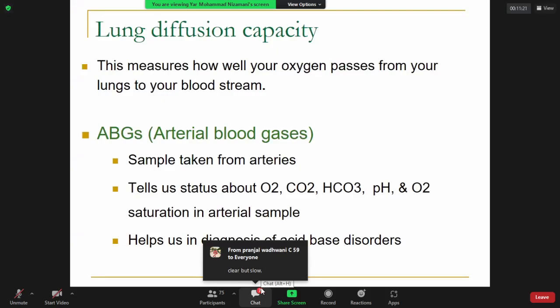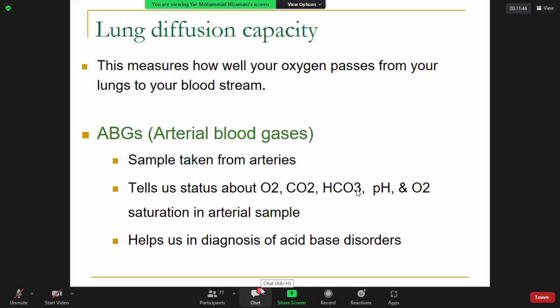It actually tells us about these parameters: O2, CO2, bicarbonate, pH, and O2 saturation in the arterial sample. It actually helps in the diagnosis of the acid-base disorder. You must be knowing that when there's decreased CO2 in the blood, we call this the respiratory alkalosis. And when there's more CO2 in blood, and this is volatile acid, we call this a respiratory acidosis.